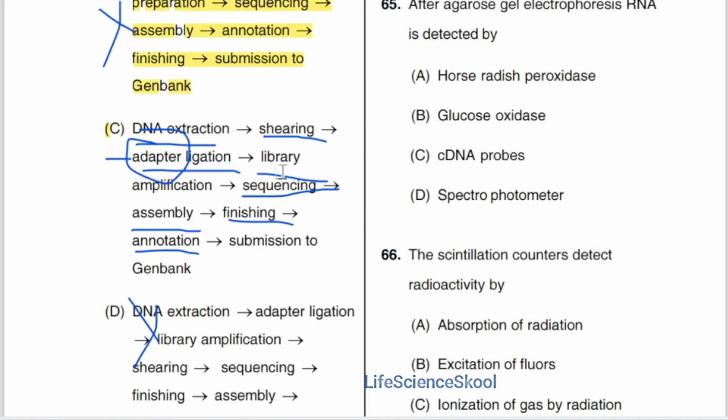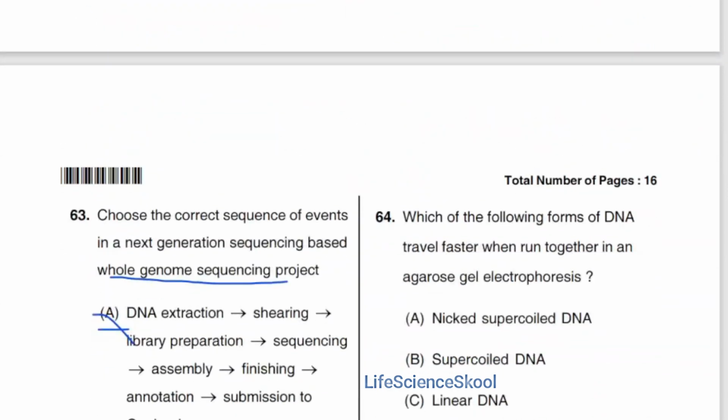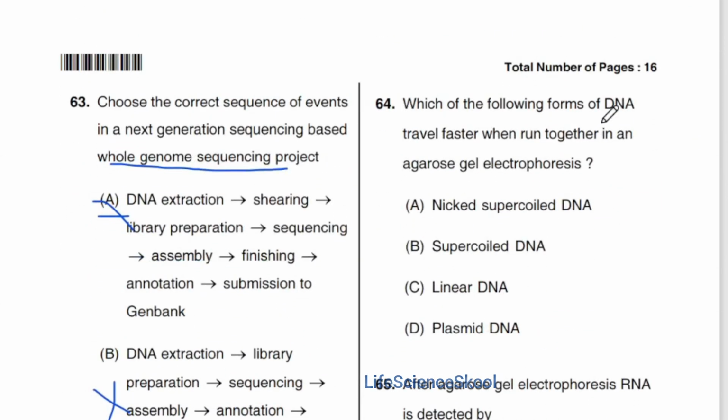Correct answer is option C. Moving on to the next question, 64th question. Which of the following forms of DNA travels faster when run together in a gel electrophoresis?